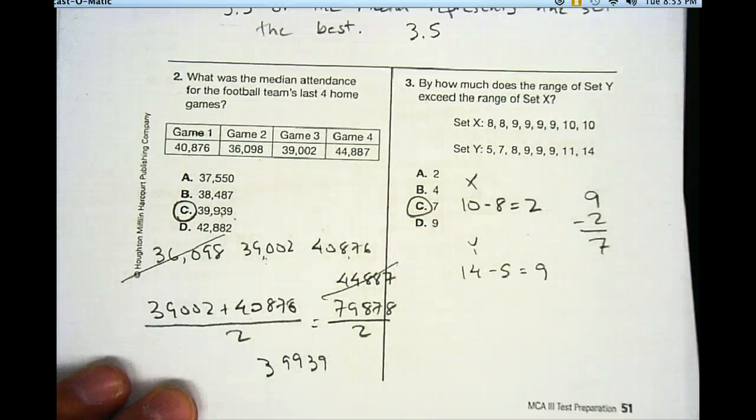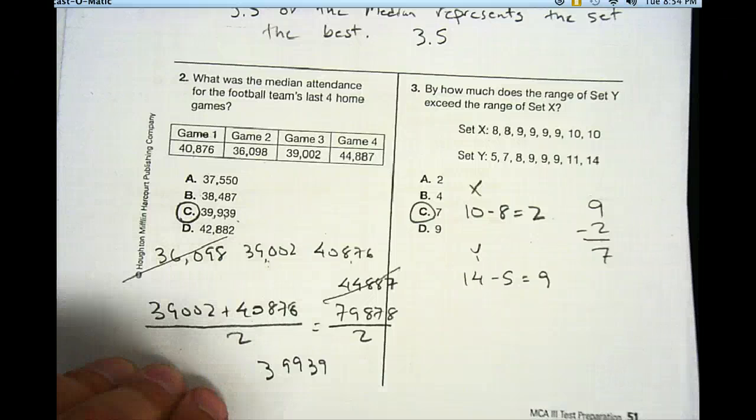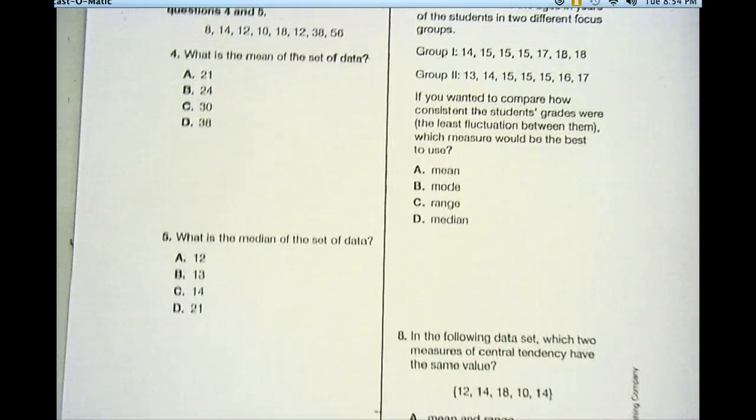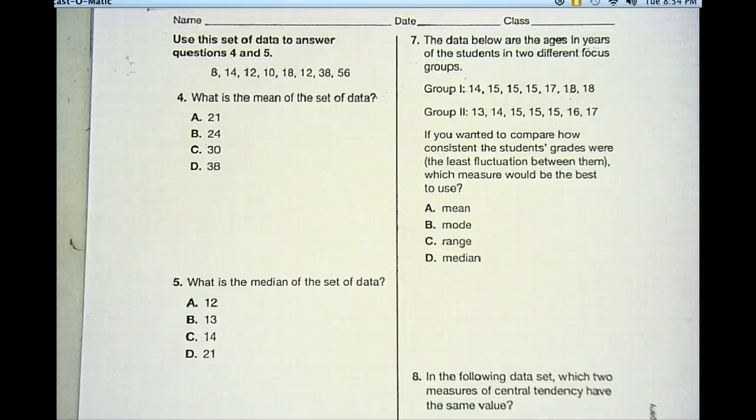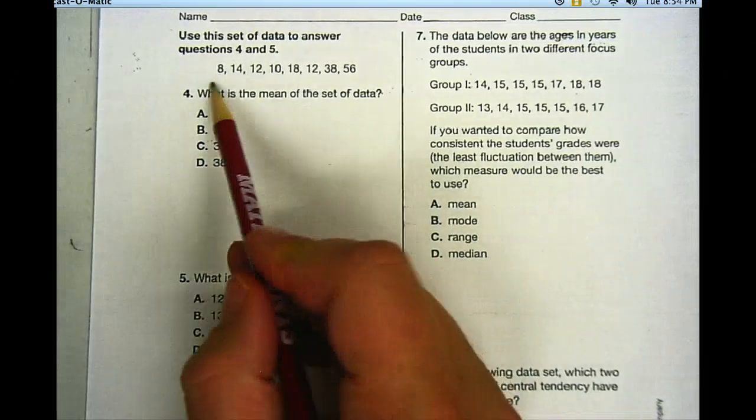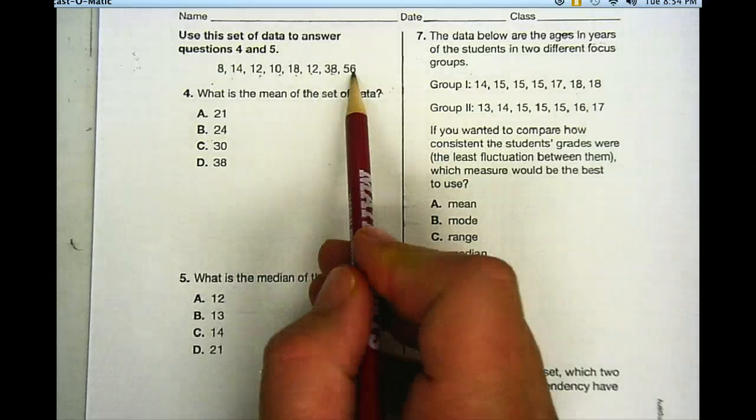So my answer for that one is C, or 7. Now we'll go on to the back page. We have another 3 or 4 to do, 5 to do. Use a set of data to answer question 4 and 5. So I have all these numbers, and if I look at these numbers, I have 1, 2, 3, 4, 5, 6, 7, 8 total numbers.